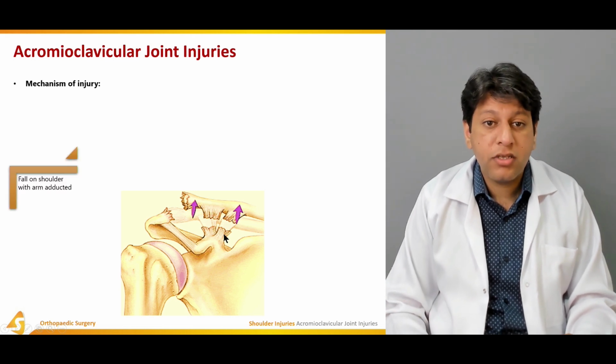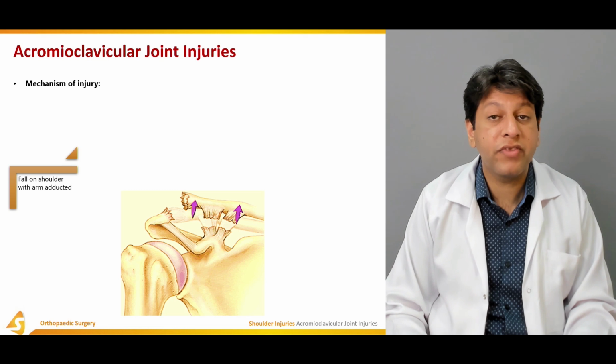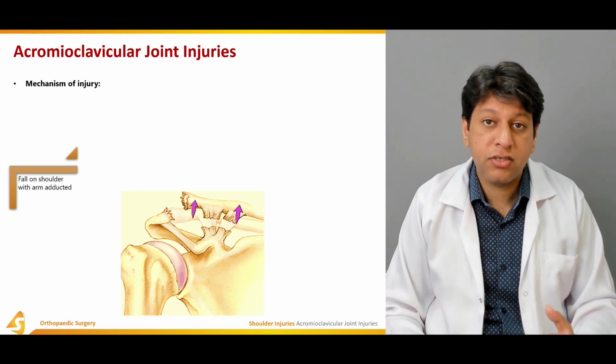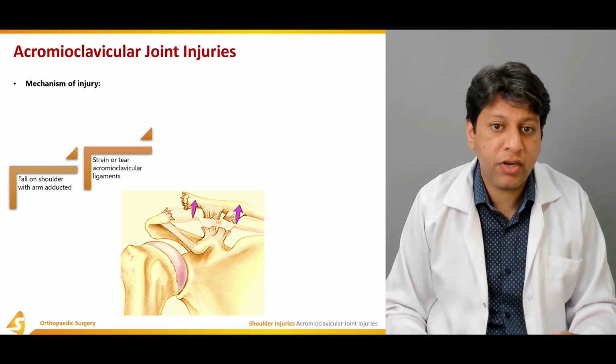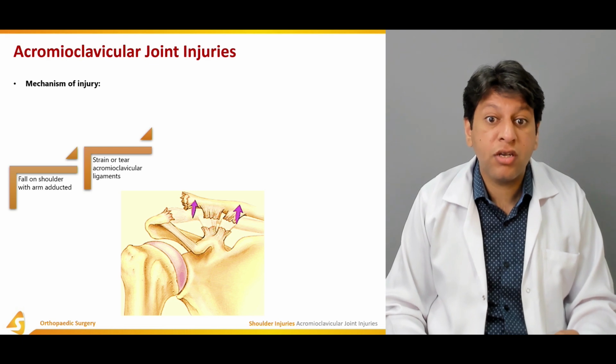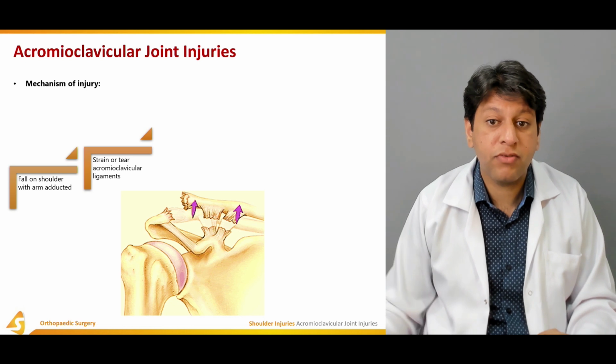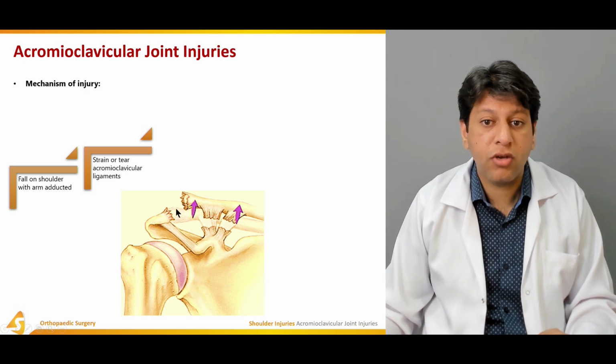The mechanism of injury is a fall on the shoulder with the arm abducted. This is commonly associated with clavicle fractures as well. There is a strain of the acromioclavicular ligaments, the two ligaments which form the acromioclavicular joint.